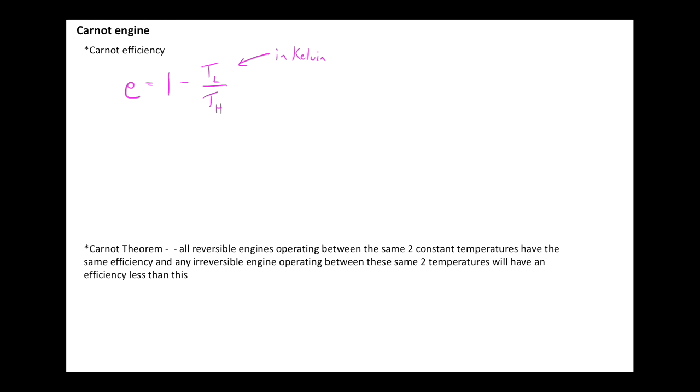So notice this leads to what we see below, known as the Carnot theorem. All reversible, read imaginary, engines operating between a given 2 constant temperatures are going to have the same efficiency. And any irreversible engine, read real, that actually happens, is going to have some efficiency less than what you calculate here, okay? This is the maximum possible. A real engine is going to have some value that's less than this.